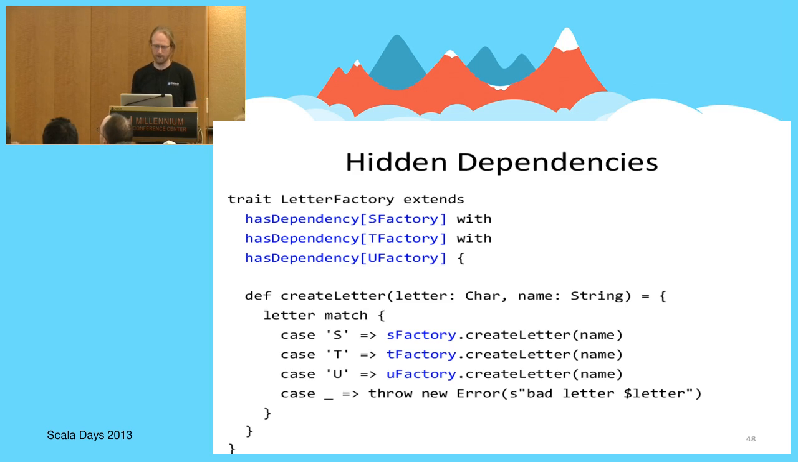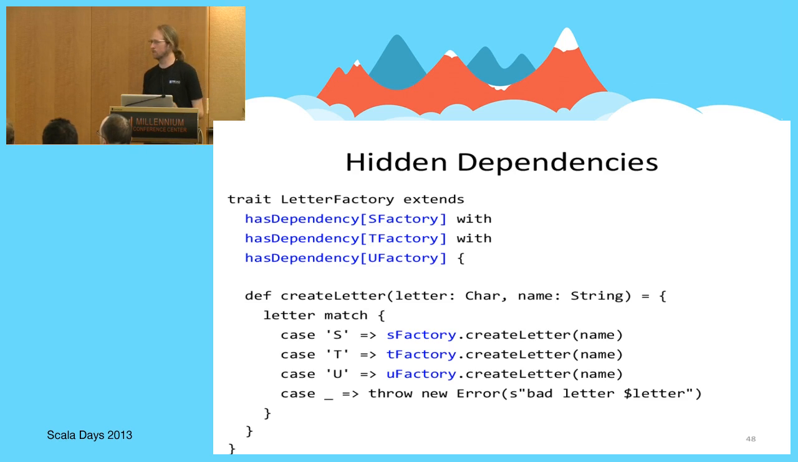Let's talk about another example, which is hidden dependencies. In this example, I have a letter factory, which creates letters. There are also these 3 other factories around, an S factory, a T factory and a U factory. And the letter factory just delegates to these factories to do its job. So I have 4 services that I'm going to stick in my namespace.